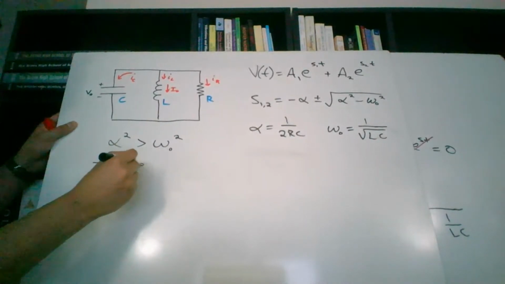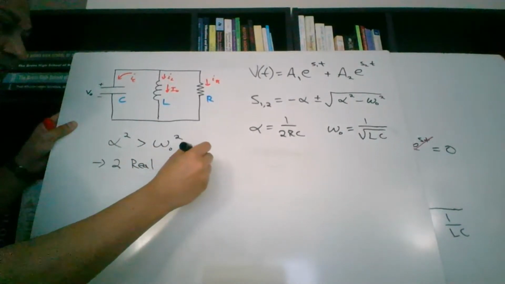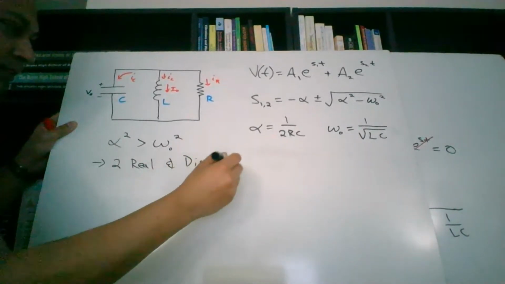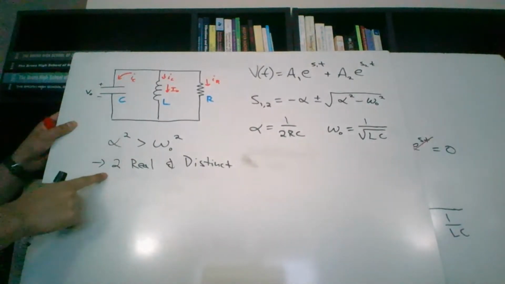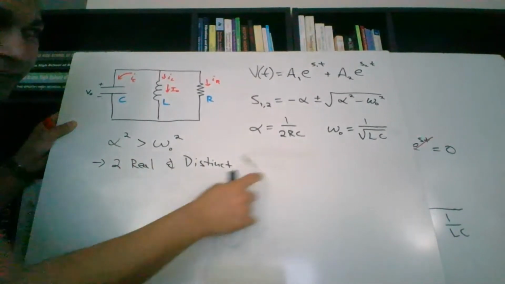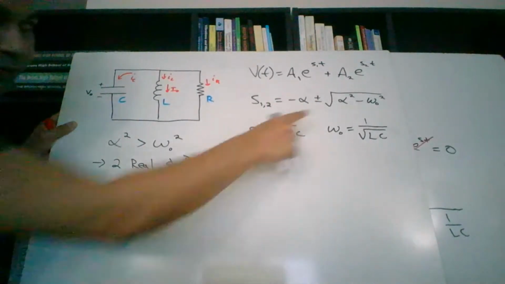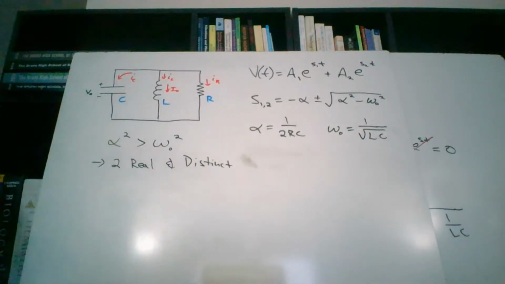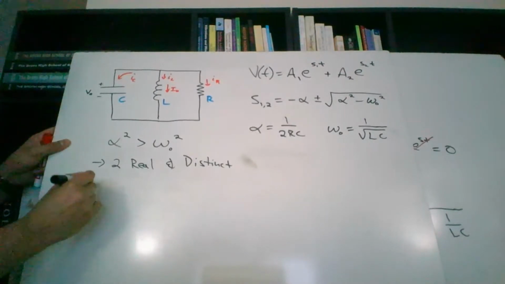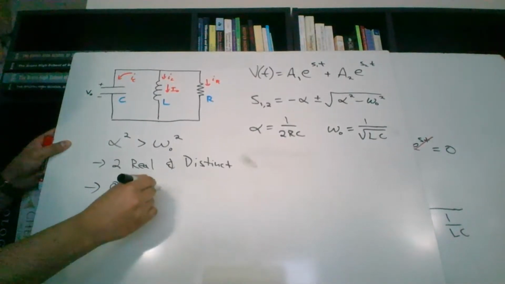So if that happens, what you get is two real and distinct values. Distinct means that they're going to be different because one is plus and the other is minus, and they're going to be real because when you take the square root of a positive number, you get a real number. So if that happens, you get what's called overdamped.